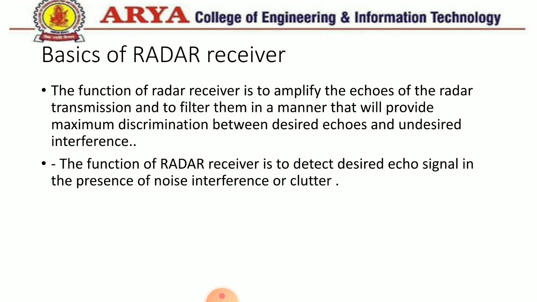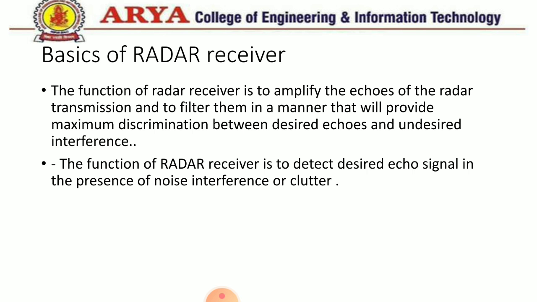So the function of radar receiver is to amplify the echoes of the radar transmission and to filter them in a manner that will provide maximum discrimination between desired echoes and undesired interference. In other words, we can say the function of radar receiver is to detect desired echo signals in the presence of noise, interference, or clutter.